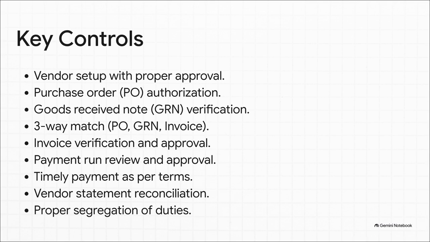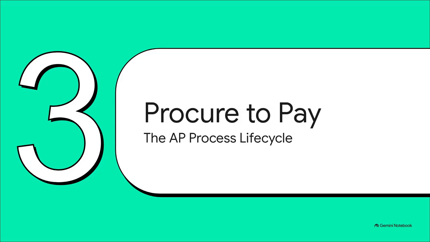Now, the real star of the show here is that three-way match. Going back to our office laptop scenario, this control ensures that the purchase order for 50 laptops matches the goods received note showing 50 laptops actually arrived, which then perfectly matches the invoice for 50 laptops. It's essentially an impenetrable shield against fraud. So how does all of this actually flow in the real world? Let's map out the life cycle of a purchase.